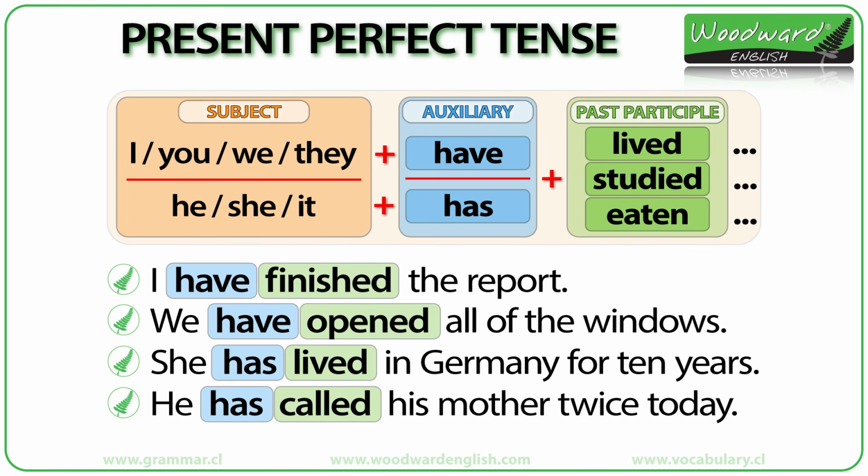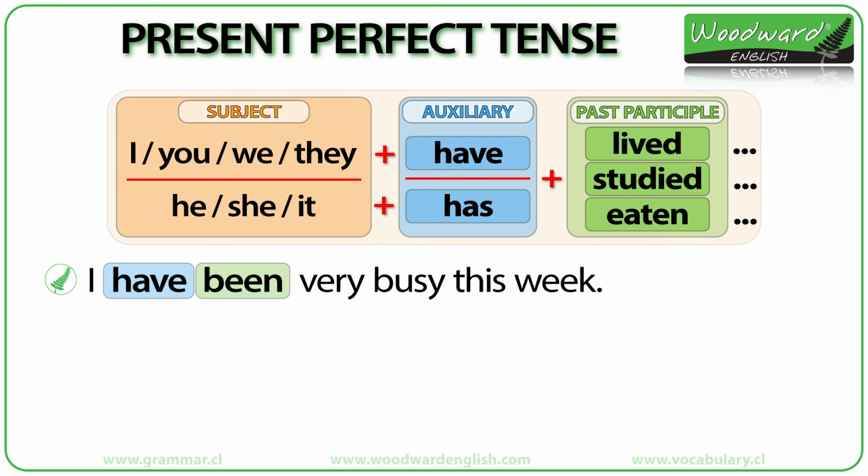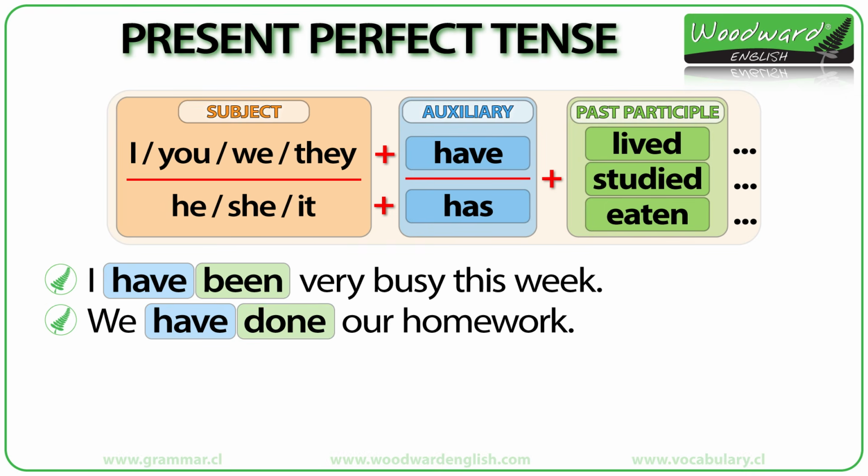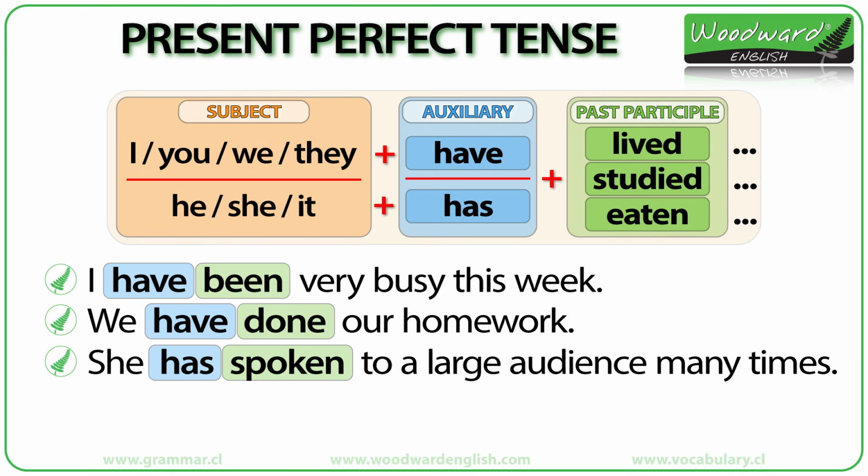But some past participles are irregular. For example, I have been very busy this week. Been is the past participle of to be. We have done our homework. Done is the irregular past participle of to do. She has spoken to a large audience many times. Spoken is the past participle of to speak.